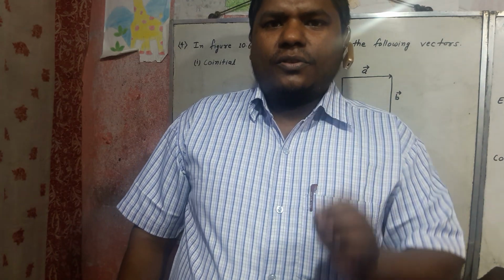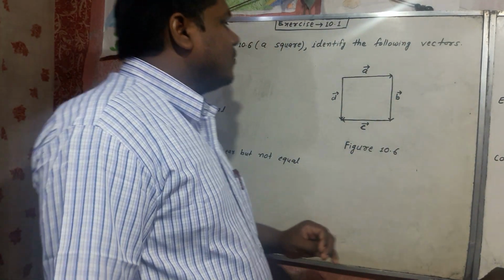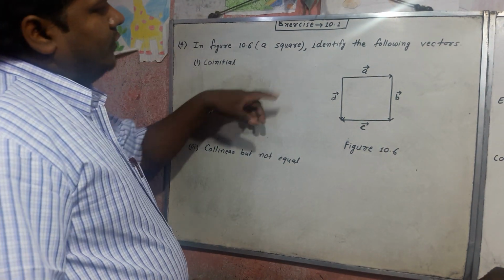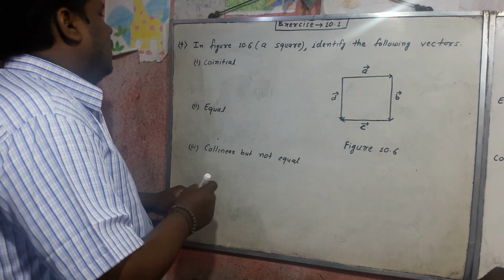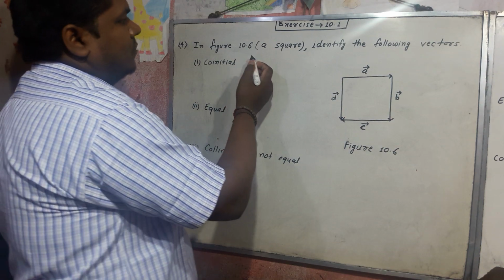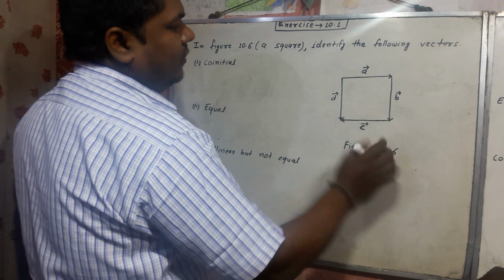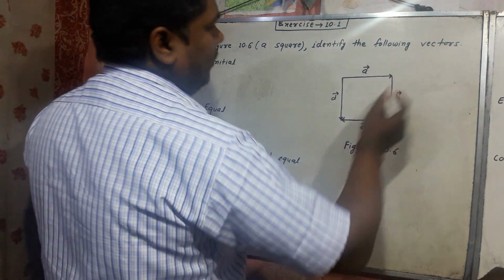I am starting your next question, question 4 of exercise 10.1. In figure 10.6, a square. Identify the following vectors.